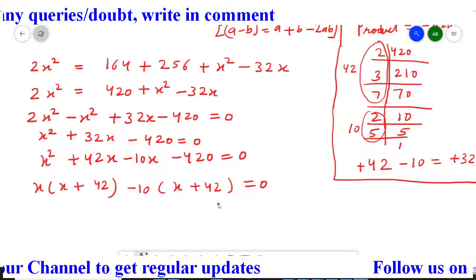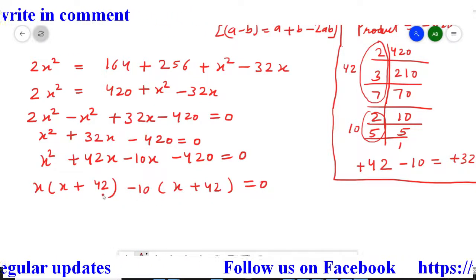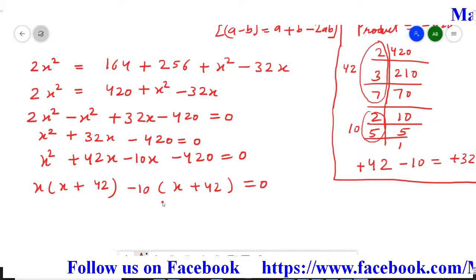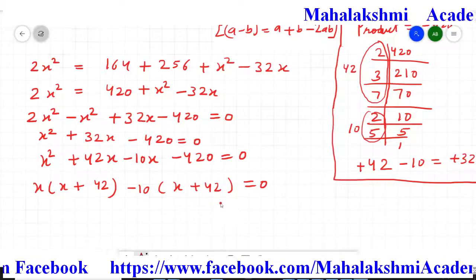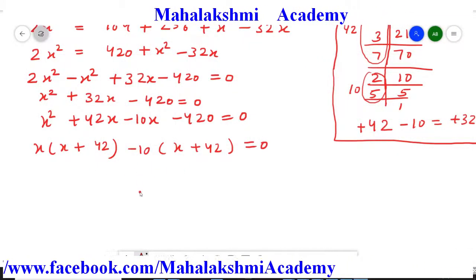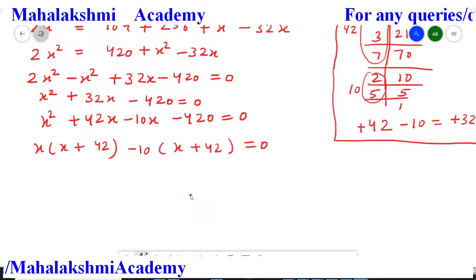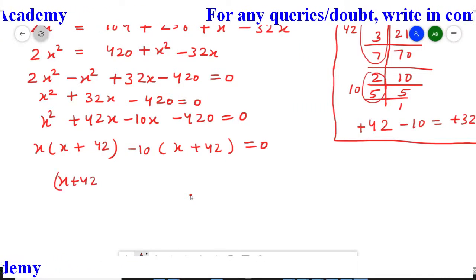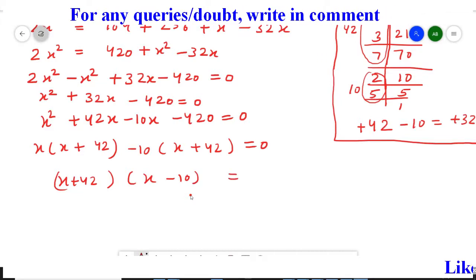After this step, for a moment check yourself whether the brackets are similar, which means whatever numbers you selected are correct. The brackets should come out similar. After confirming this step, we move further. We take this bracket common and we are left with x plus 42 common times x minus 10 equal to 0.